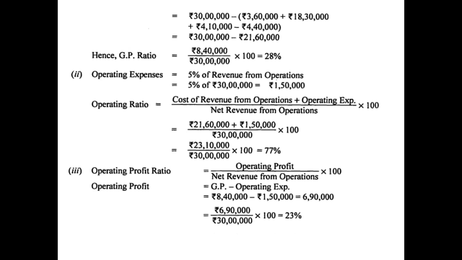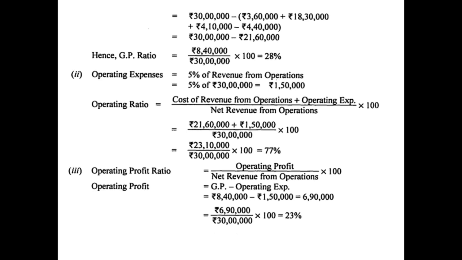So we can put the values in the formula. Cost of RFO, that is 21,60,000 plus operating expenses 1,50,000 upon net RFO, that is 30 lakh into 100, which means 23,10,000 upon 30 lakh into 100, which comes to 77%. So your operating ratio will be 77%.